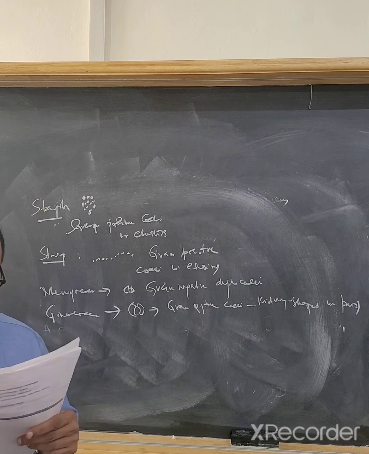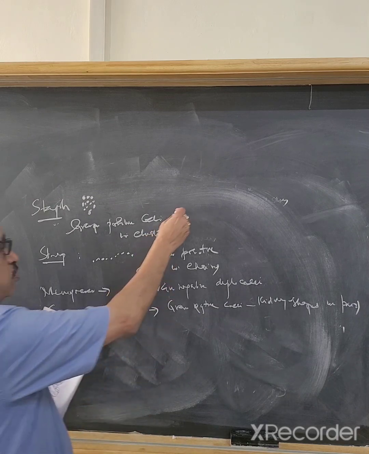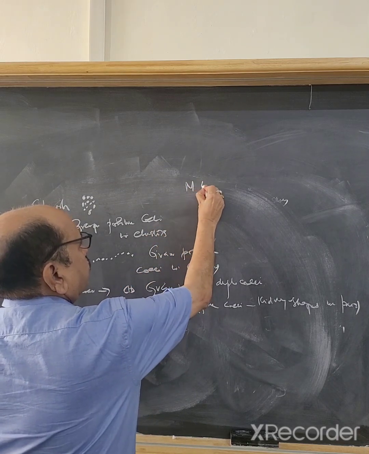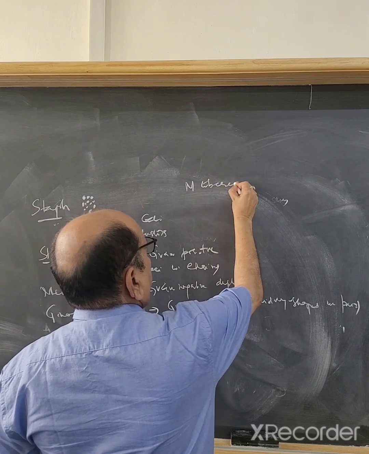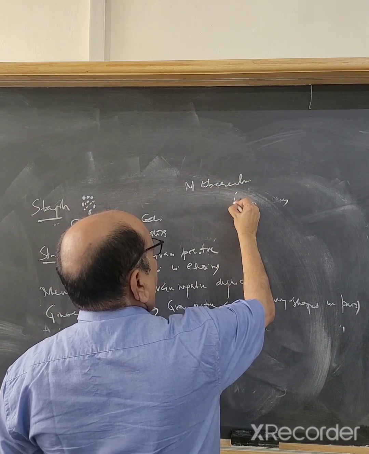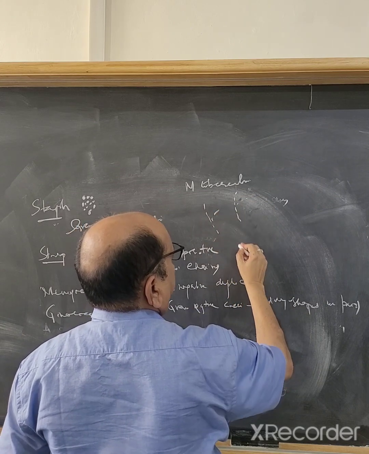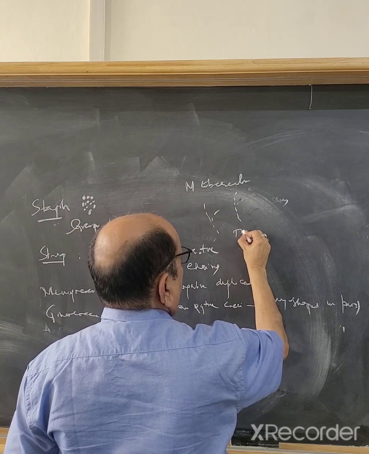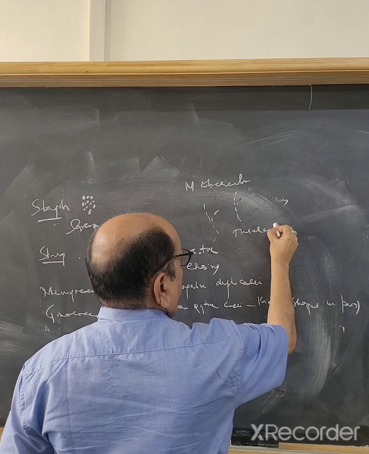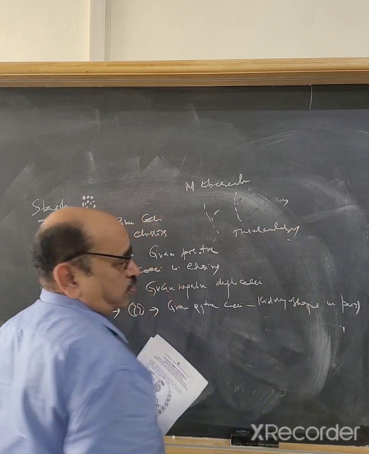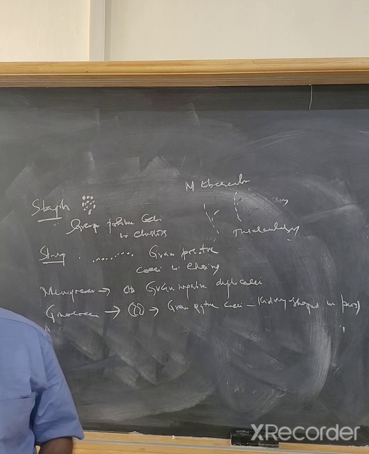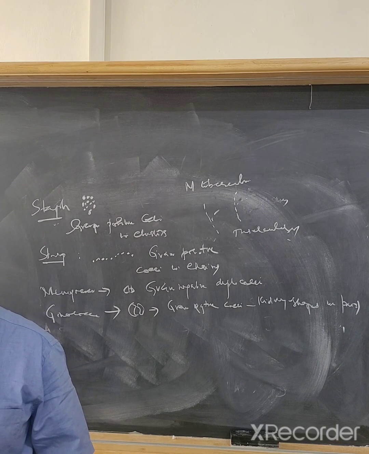Mycobacterium tuberculosis, M. tuberculosis, is long, slender, with a beading appearance. It causes tuberculosis.